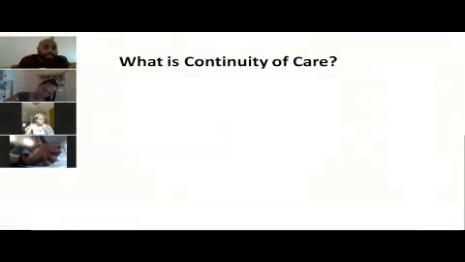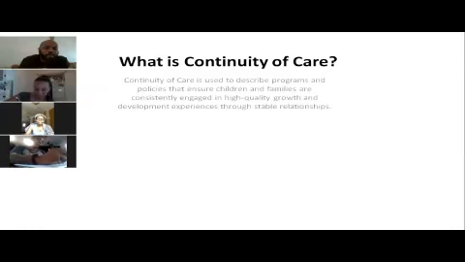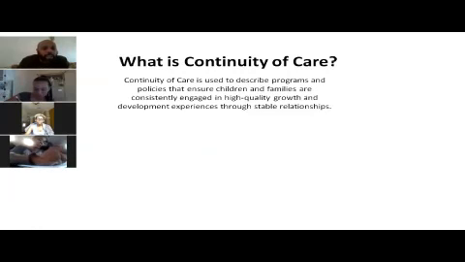So continuity of care, what is that? By definition, continuity of care is used to describe programs and policies that ensure children and families are consistently engaged in high quality growth and development experiences through stable relationships. Now, with all of that being said, the key word in that definition is relationships.